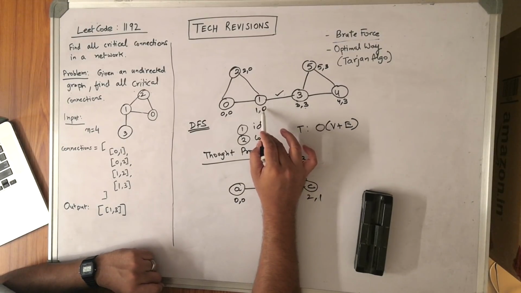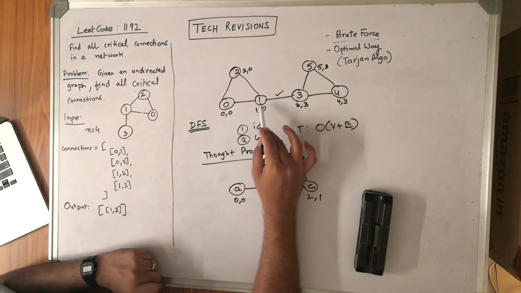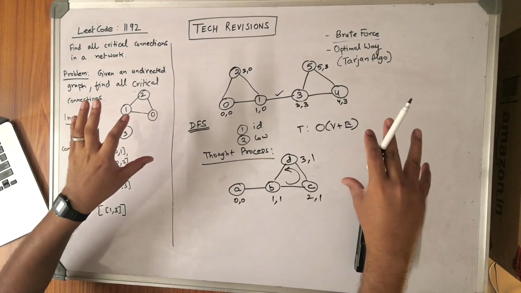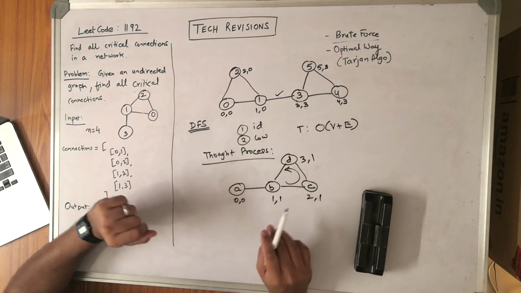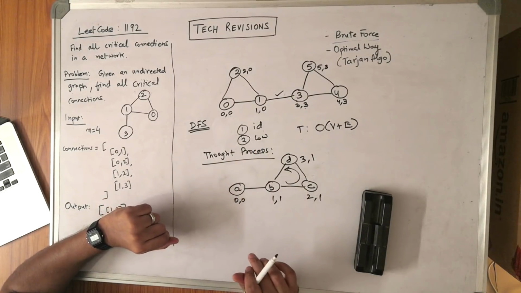If the low values are different, that means these nodes are part of different loops, and hence, if they are part of different loops, this edge becomes a critical connection. So that is the thought process behind Tarjan's algorithm.